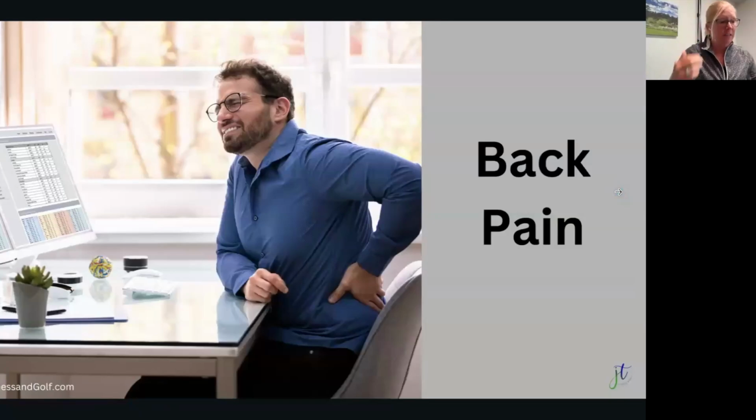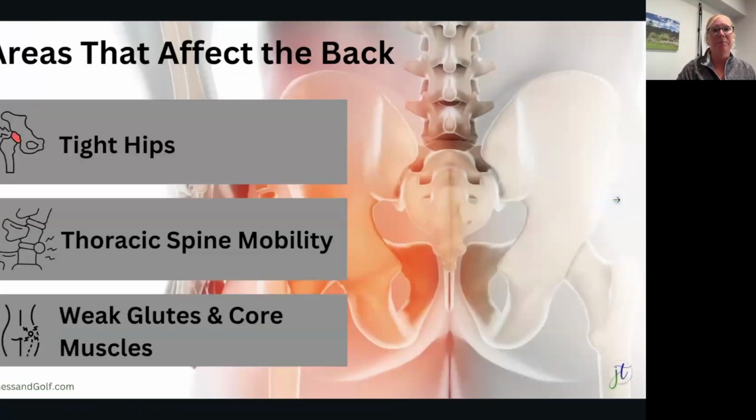So now we're going to dive into back pain. A lot of people have back pain, and I guarantee it's because of lack of mobility and flexibility in their back. And areas that affect the back are tight hips, thoracic spine mobility, like I mentioned earlier, and weak glutes and core muscles as well also play a role in how well our backs function.